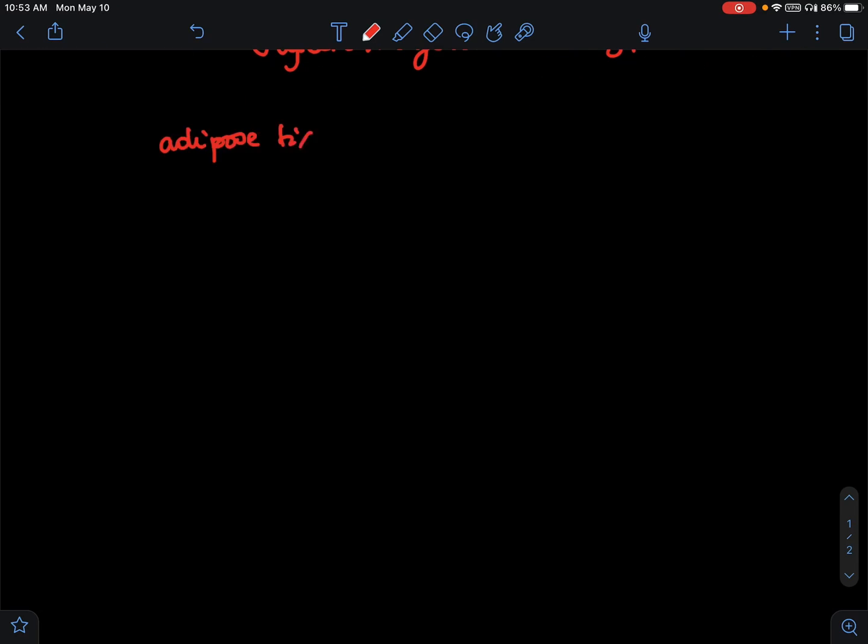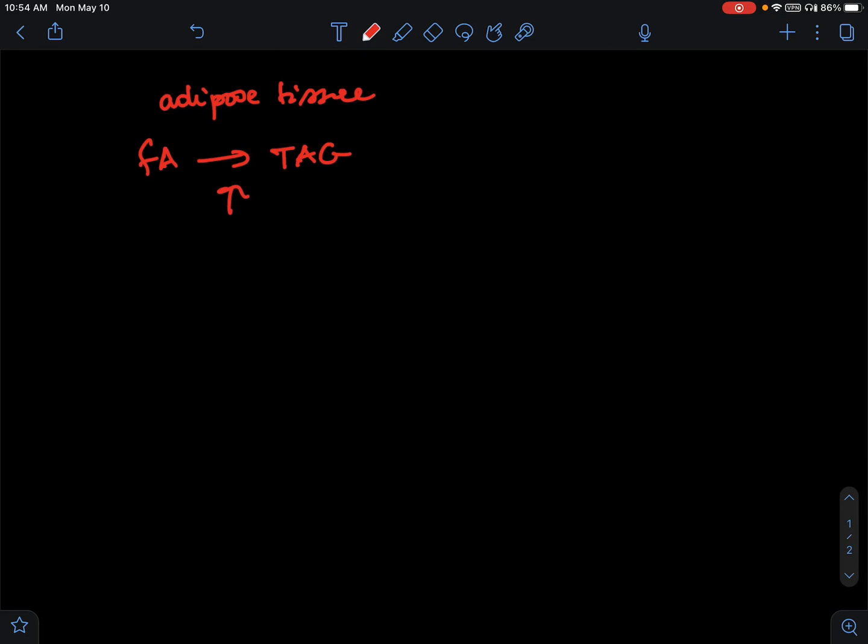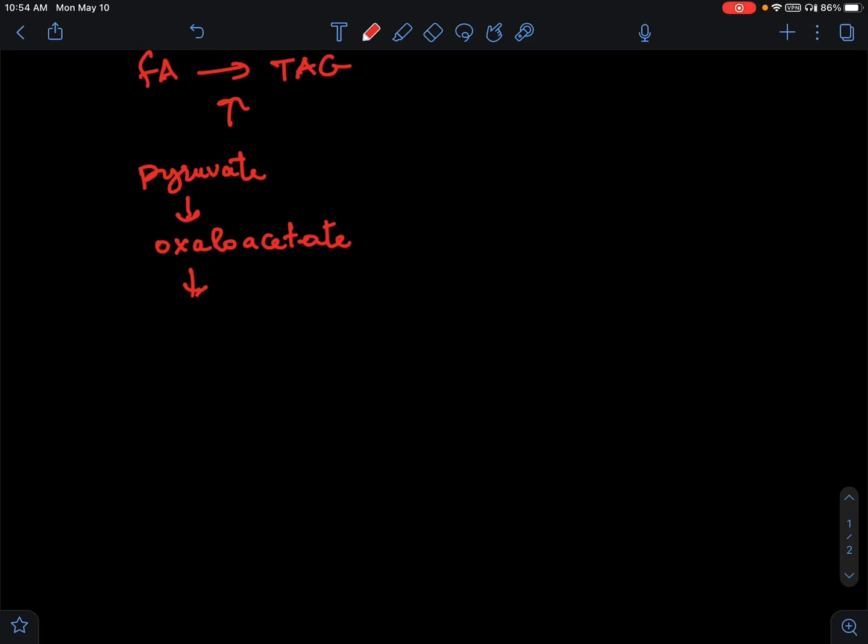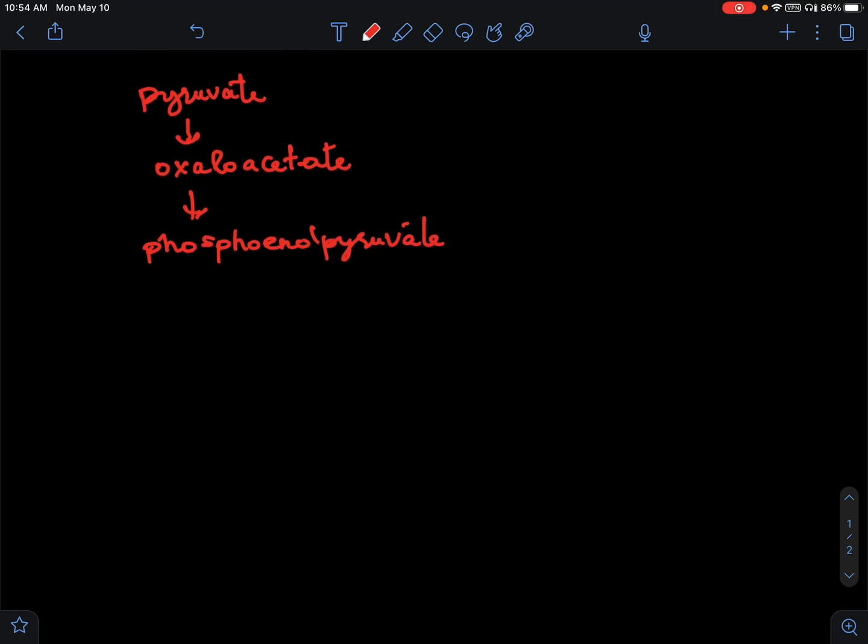So in adipose, we have the fatty acid which is stored as triglycerol, and for this to happen, we must have the pyruvate, which becomes oxaloacetate, which in turn will become phosphoenolpyruvate. And now, after a multi-step reaction occurs, we will have the glycerol 3-phosphate.